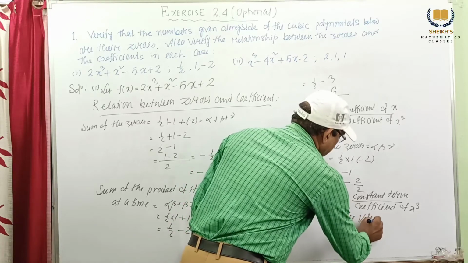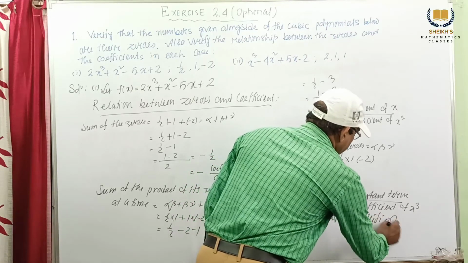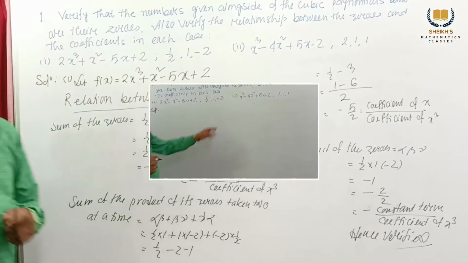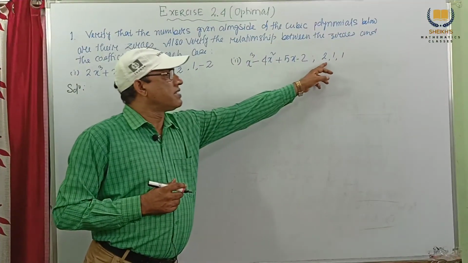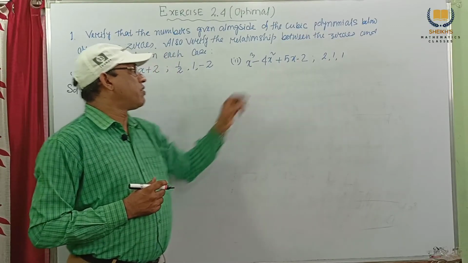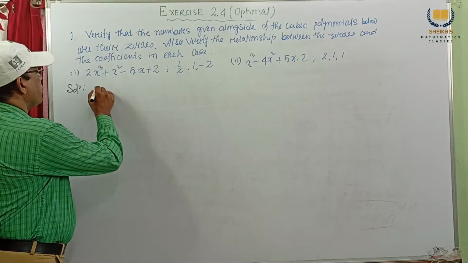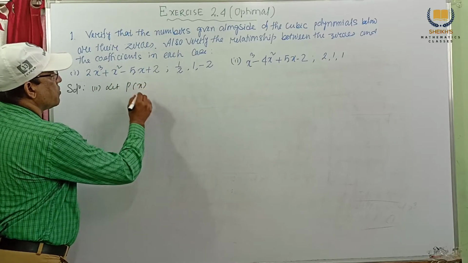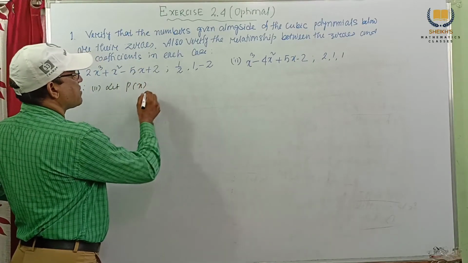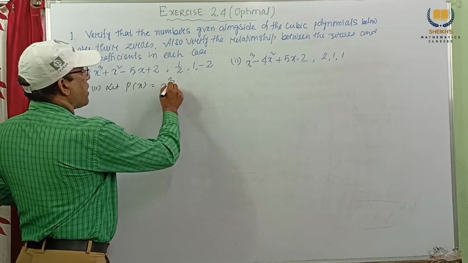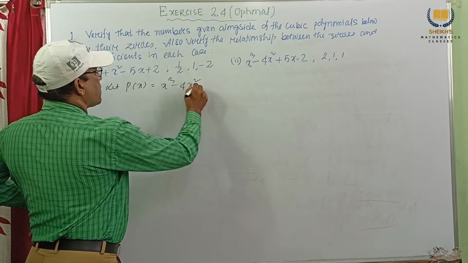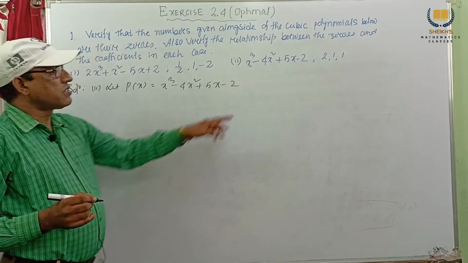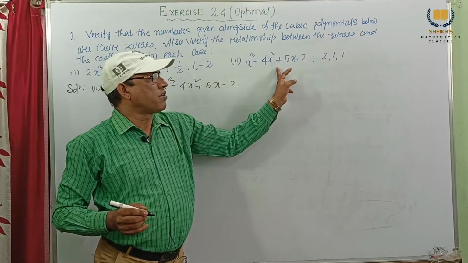Hence verified. This is the verification of the relation between zeros and coefficient. If you want to verify whether these are zeros of the polynomial or not. So number 2, let p(x) equal to x cube minus 4x square plus 5x minus 2. First we consider whether this one is a zero of the polynomial or not.